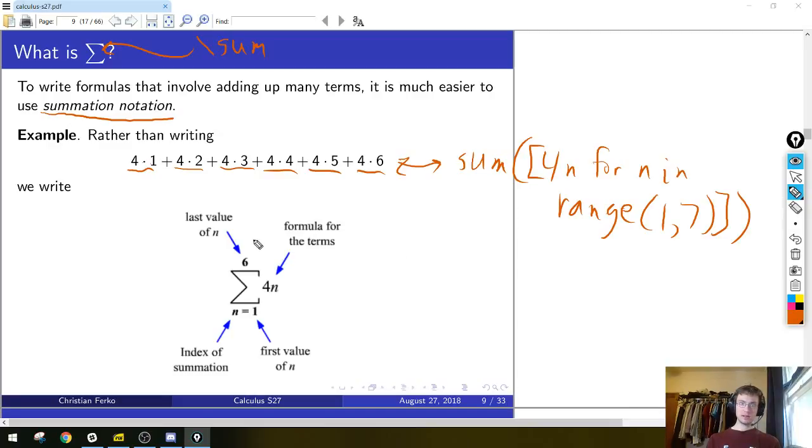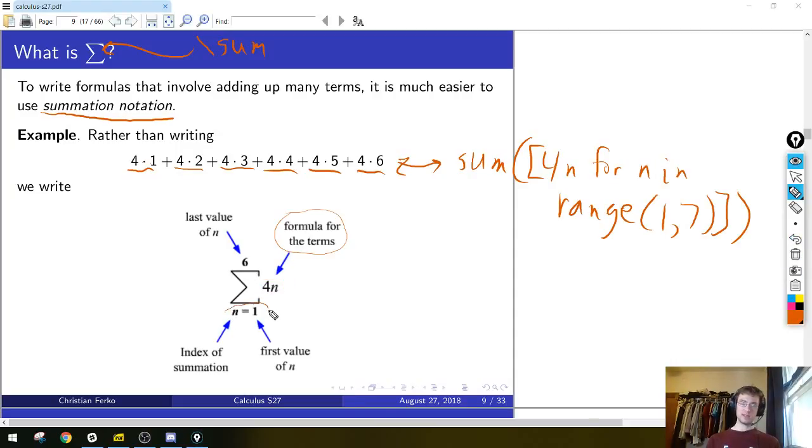And there is. What you do is write this sum, or capital sigma, and then you put a formula for each of the terms in the sum. So this is, like in the Python example, the thing inside the list comprehension. So 4 times n just means 4 times each of the integers. Which integers?